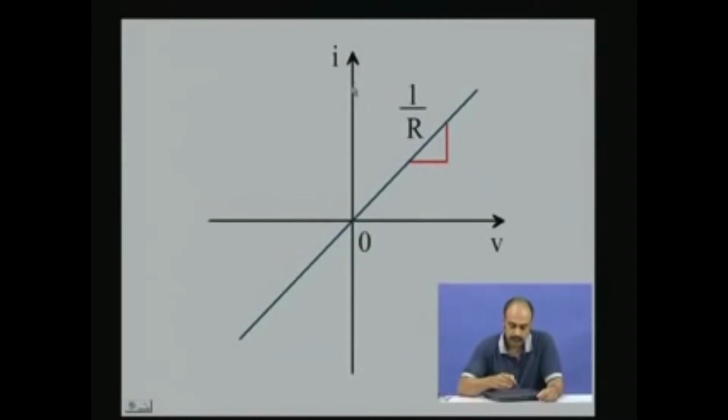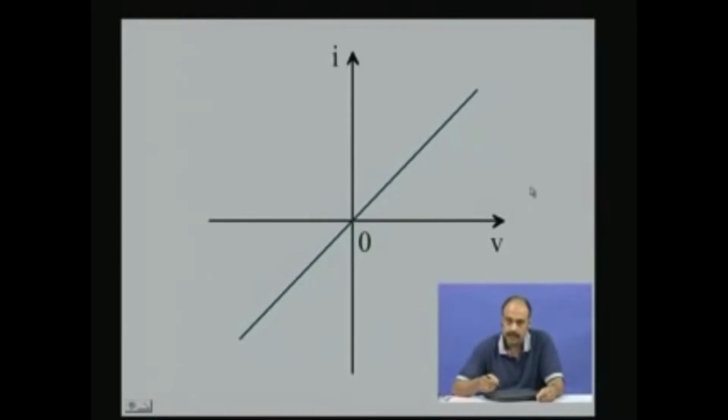So, we see that the resistor line can vary from short circuit along the vertical axis to open circuit along the horizontal axis, and in between it can take any value from 0 to open circuit. This is the VI characteristic of a simple resistor.